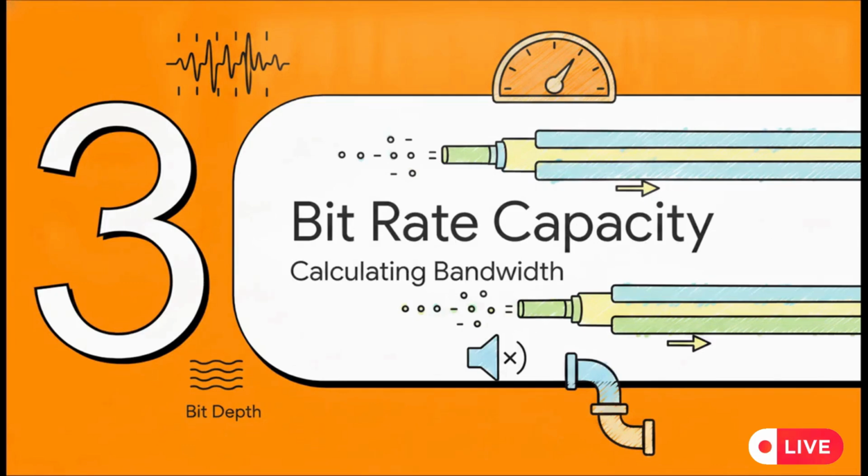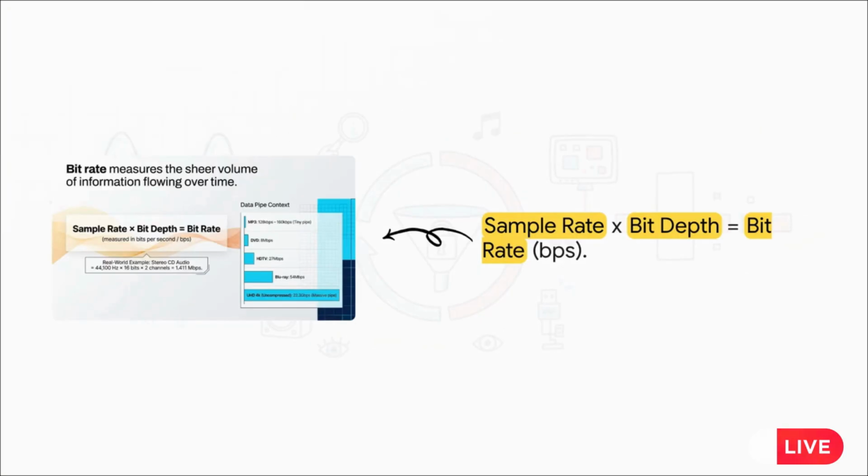Section 3, Calculating Bitrate Capacity. Now that we have the frequency, or our sample rate, and the precision, our bit depth, of our snapshots, we really need to calculate the sheer volume of that resulting information flowing through our cables over time. The formula for this is super straightforward, but it's incredibly important for system design.